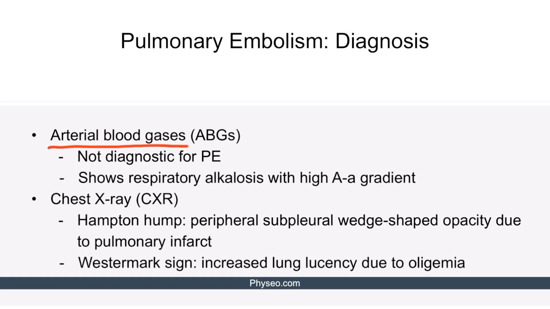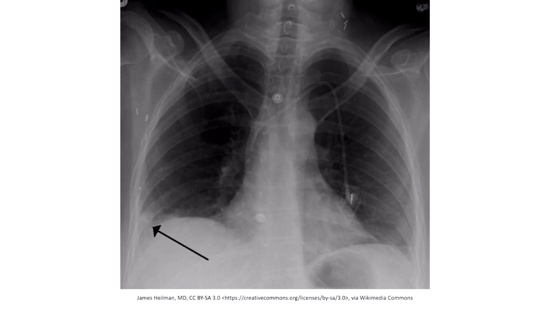Let's move on to chest x-ray. A chest x-ray is not specific or sensitive for pulmonary embolism. However, there are two x-ray signs associated with pulmonary embolism. A Hampton hump is a peripheral subpleural wedge-shaped opacity due to pulmonary infarction. Westermarck sign, on the other hand, is increased lung lucency due to oligemia or decreased blood flow to that particular lung segment.